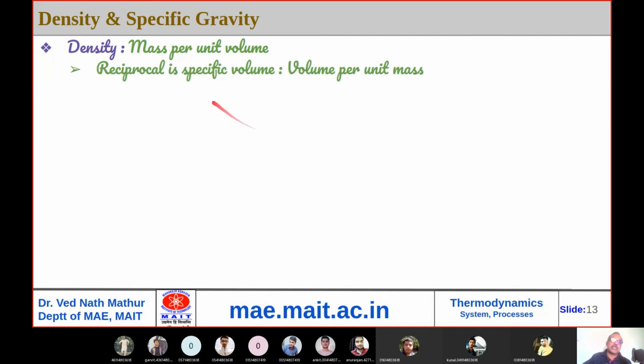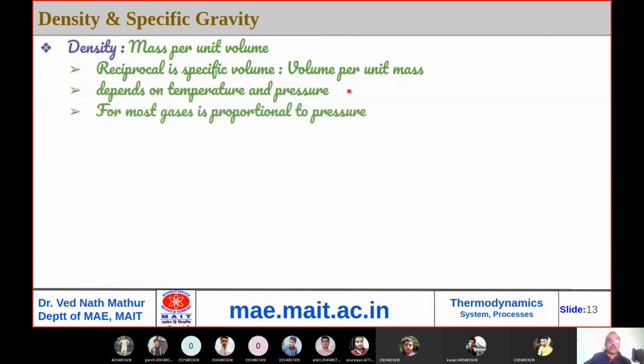So few properties. One is specific volume or density. Density is defined as mass per unit volume. It's the reciprocal of specific volume. Specific volume is volume per unit mass. It depends upon temperature and pressure. For most gases, it's proportional to pressure and inversely proportional to temperature.